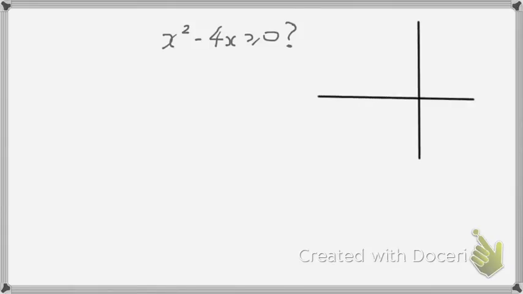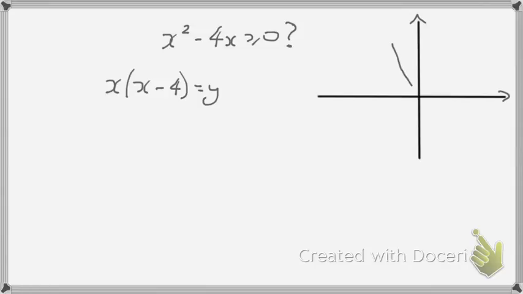So now let's do something else. Let's think about when is x squared minus 4x greater than or equal to 0? When is that true? So again, I'm going to draw a diagram. This time I'm going to draw a diagram of x squared minus 4x equaling y. So that's x times x minus 4 equals y, so that has intercepts at 0 and 4. And that's the curve, x squared minus 4x.